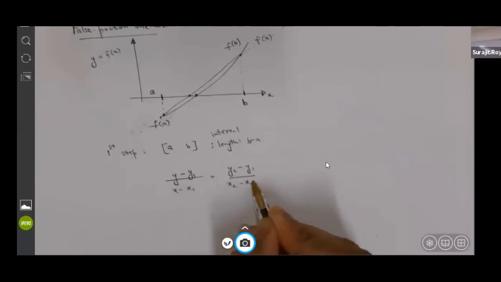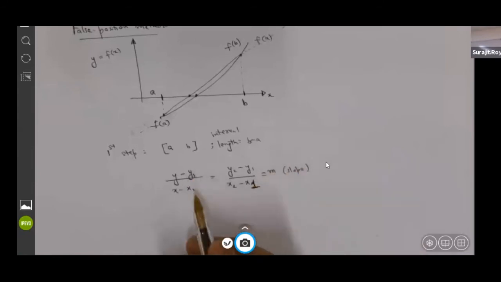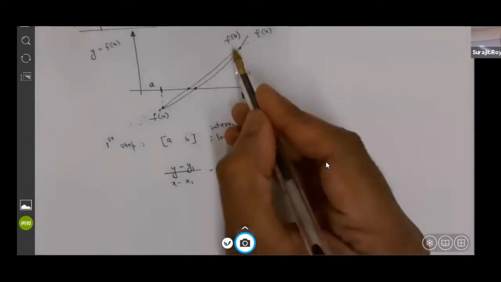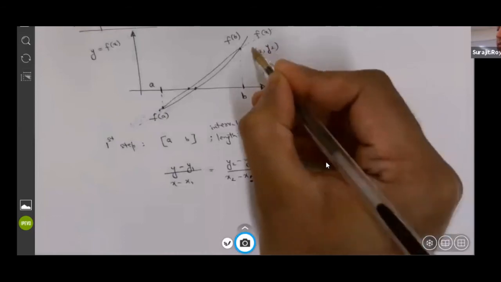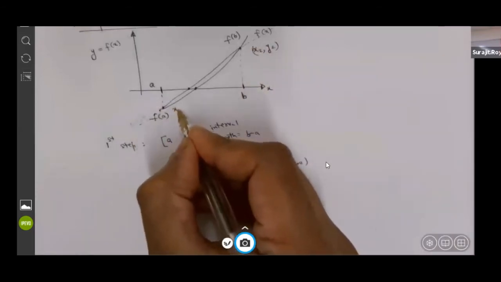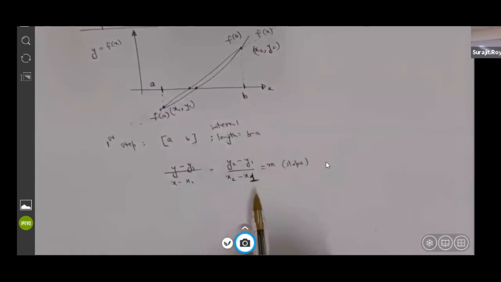Where this is basically your slope of the line. And x1, y1 and x2, y2 are, this is your x2, y2, and this is your x1. Is it okay, guys? Everybody is with me? Yeah?